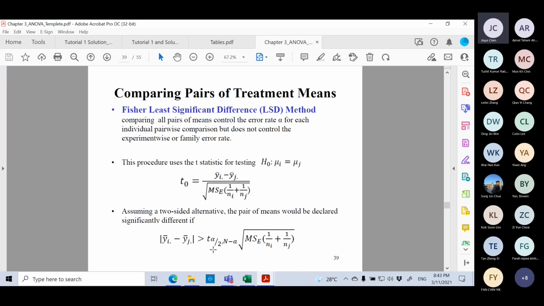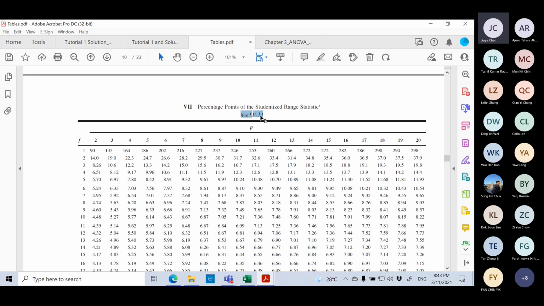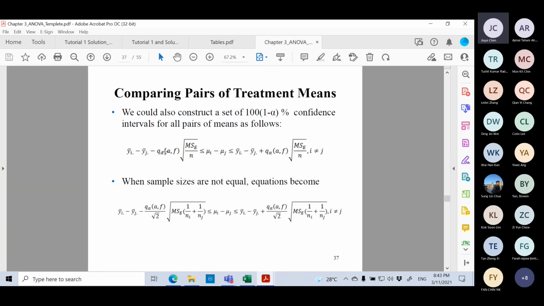If you use the LSD, you are based on the t. But if you use the Tukey one, you need to know what is a Q. Are you using the Tukey one? Yeah, I was using the Tukey. Then do you have this Q value or not? If you have Q, then you can go ahead. If you don't have the Q here, the Q is from this table, the standardized ratio. It's not the t value. It's from the Q.